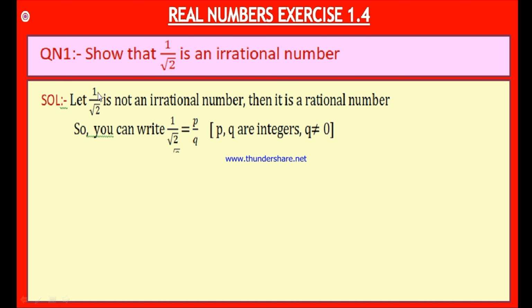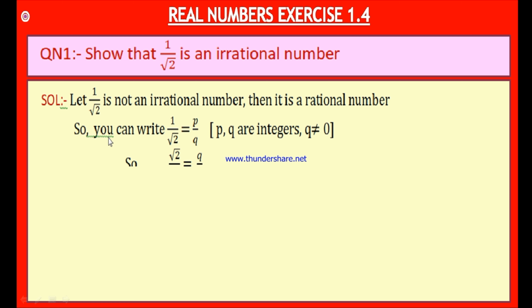Let us assume that 1 by root 2 is not an irrational number. If it is not an irrational number, then it is a rational number. This type of proving any statement is called the indirect method. Here we considered that the given statement is false. Actually, we have to show that 1 by root 2 is an irrational number. But in an indirect proof, we take that the given statement is wrong. That is, 1 by root 2 is not an irrational number. If 1 by root 2 is not irrational, then it should be a rational number.